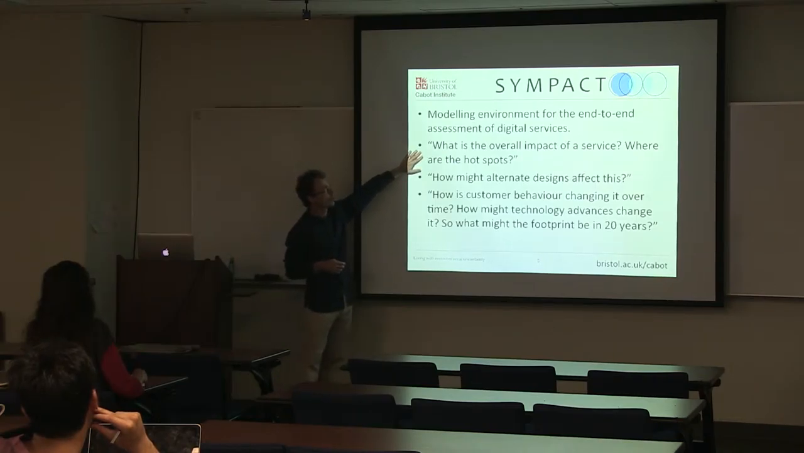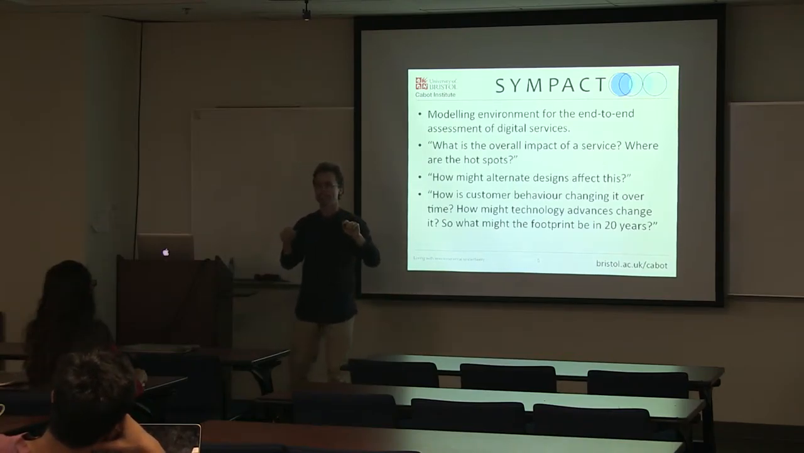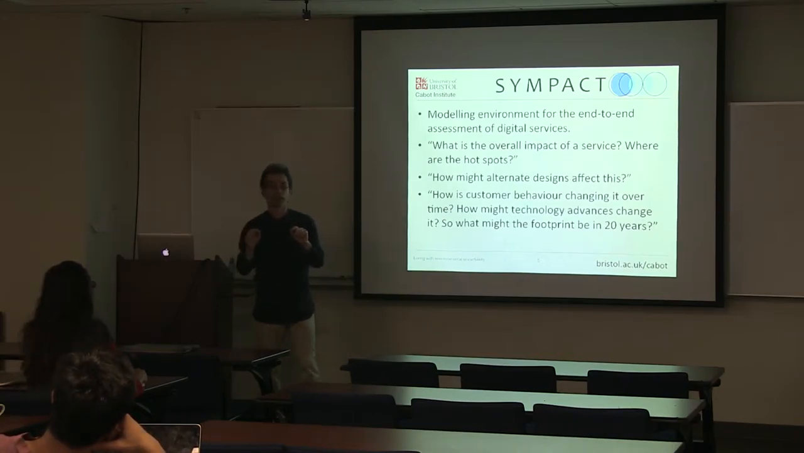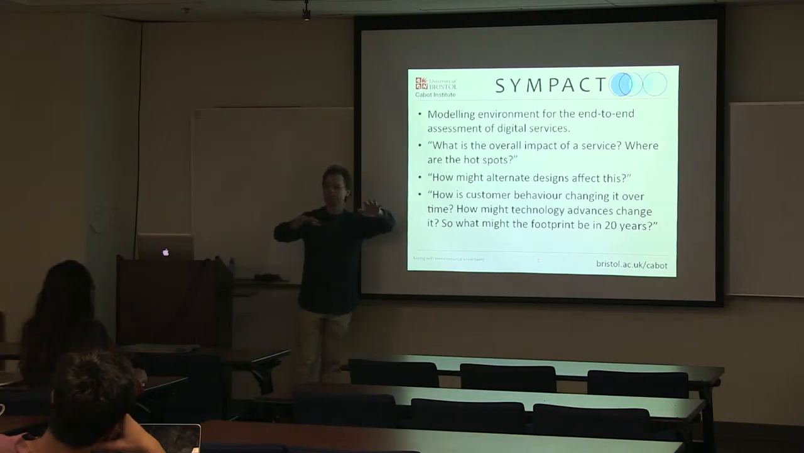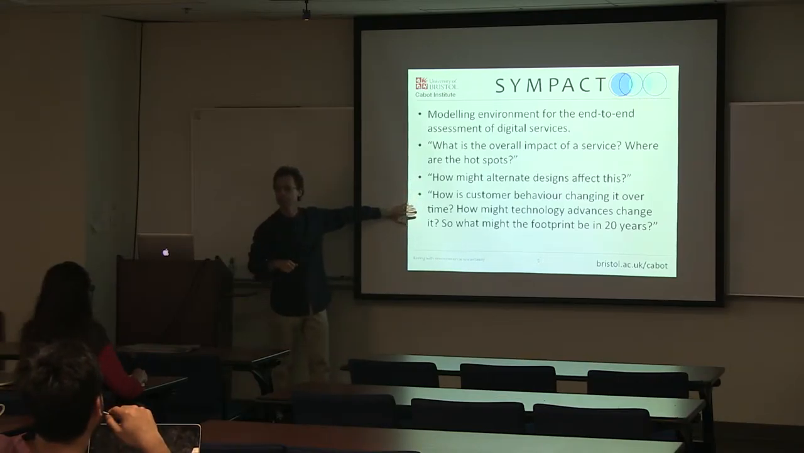So where are the hotspots in digital service, and how do the designs we make in digital service change things? How much do alternate design decisions matter, like, where do we cache information? How do users interact with it? Those are the kind of questions. And how is customer behavior changing over time? So in The Guardian, we were looking at the move to mobile devices, the move away from desktop and laptop access towards mobile. And they were releasing services which encourage mobile use.